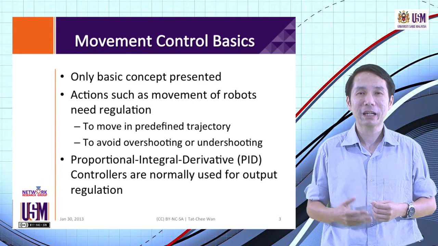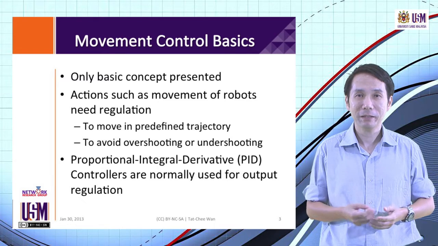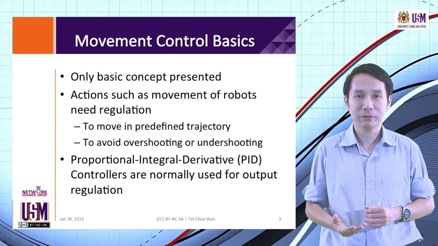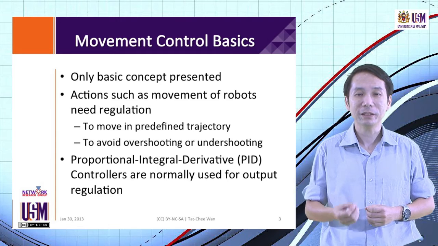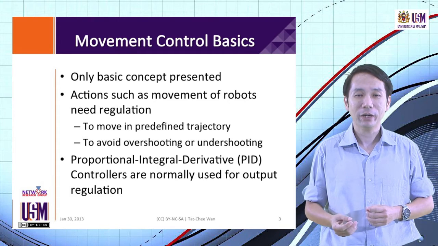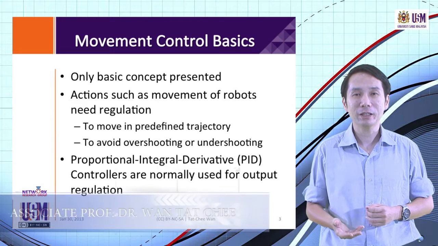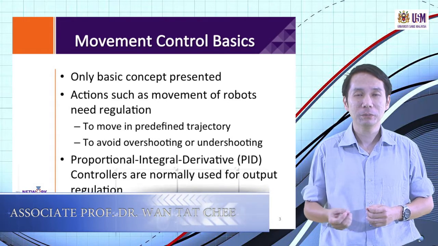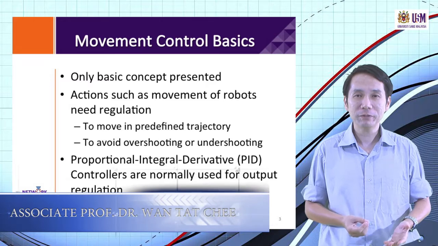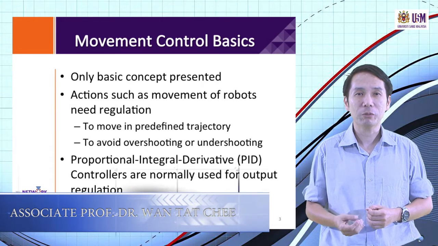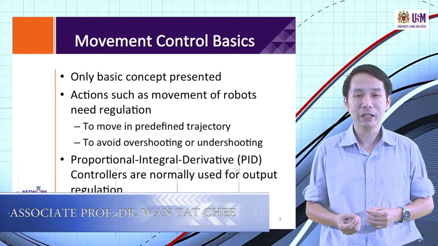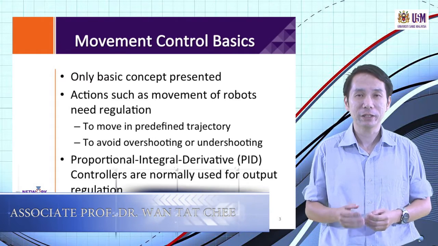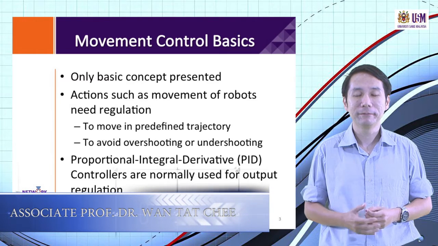Here I will only cover the basic concept because it can be a very complex topic in robotics. Actions such as movement of robots need regulation in order to move in a predefined trajectory, or else to avoid overshooting or undershooting a target destination or position. To achieve this, we normally use a technique called a proportional integral derivative, or PID controller, so that we are able to perform the output regulation in a controlled manner.